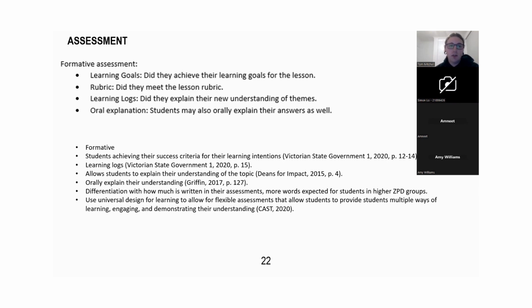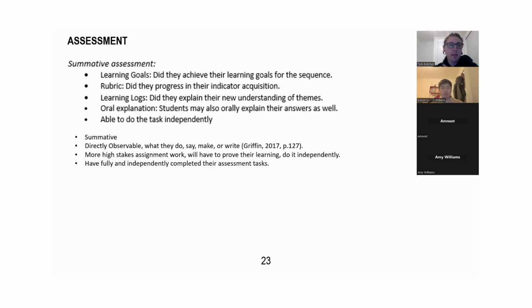For the universal design of learning, I've used the universal design for learning to allow for flexible assessment that allows students to provide multiple ways of learning, engaging, and demonstrating their understanding. For their summative assessment, they will be doing an analysis of the Lorax, where they will demonstrate everything that they've learned in the previous 2 lessons. Again, it will be directly observable, so everything they say, do, write, or make. It's more high stakes, and so they have to prove their learning and do it on their own.